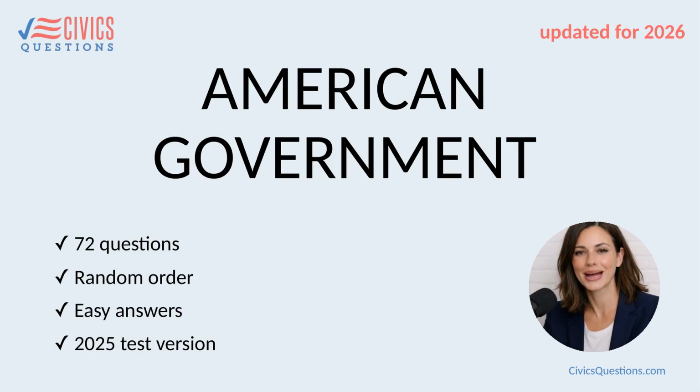Today's topic is American government. We'll go through all 72 questions from the 128-question version of the civics test released in 2025. We'll do them in random order. For each one, I'll read the question, pause, and then I'll give you one clear answer to memorize. I'll pause so you have time to answer.